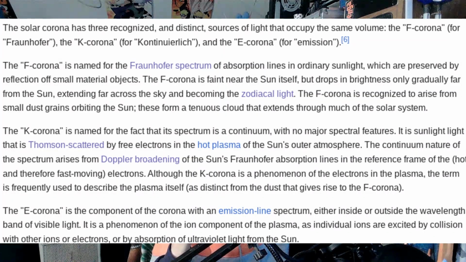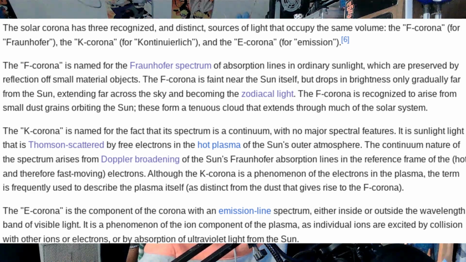Spectroscopic measurements indicate strong ionization in the corona, and plasma temperature exceeds 1 million degrees Kelvin, which is much hotter than the photosphere, which is the surface of the sun. Solar corona is broken down into three select regions.